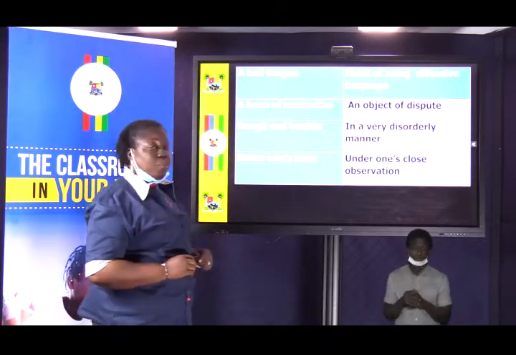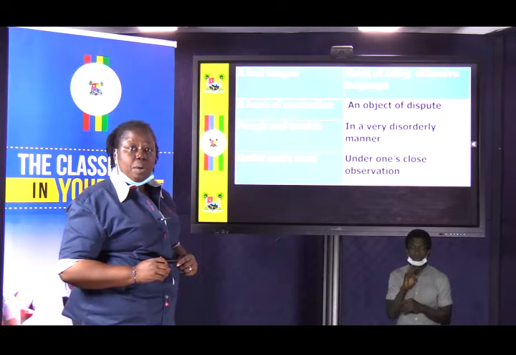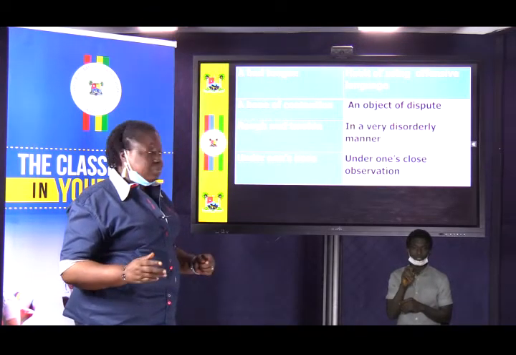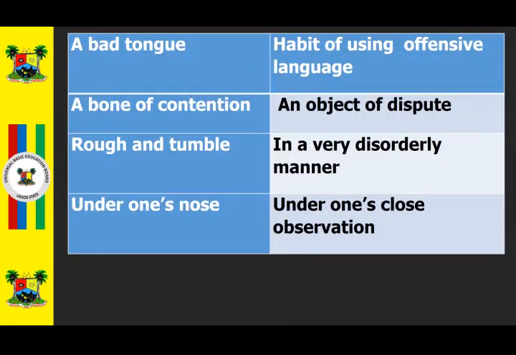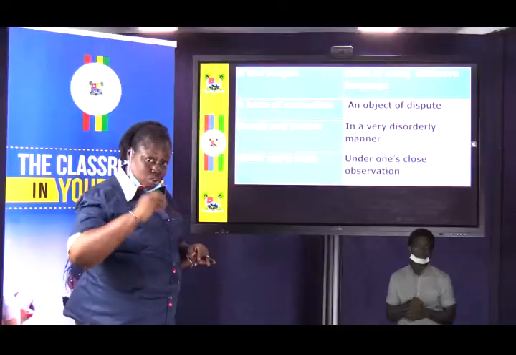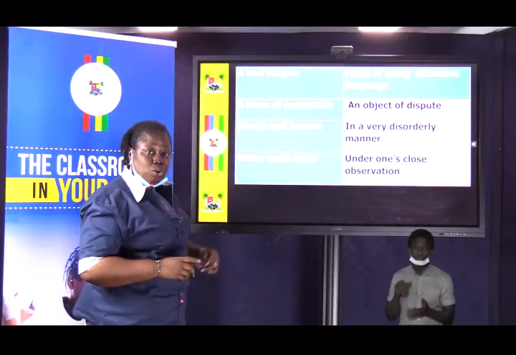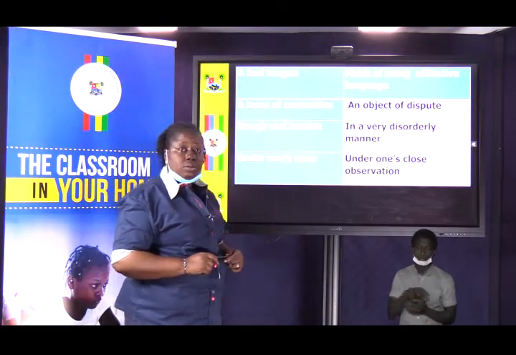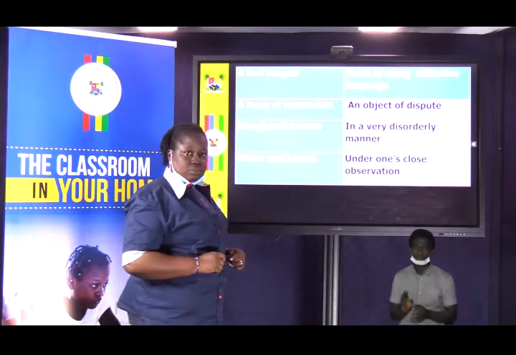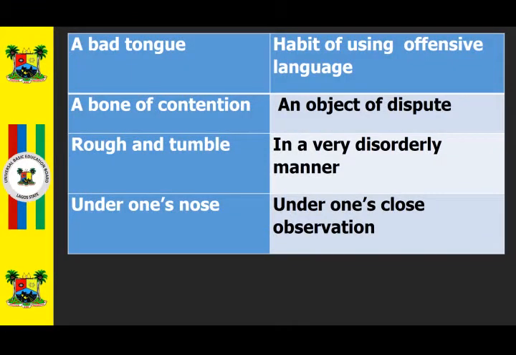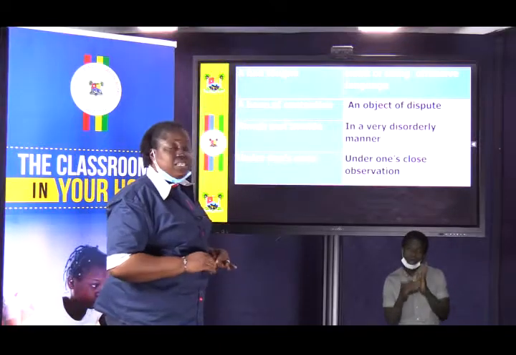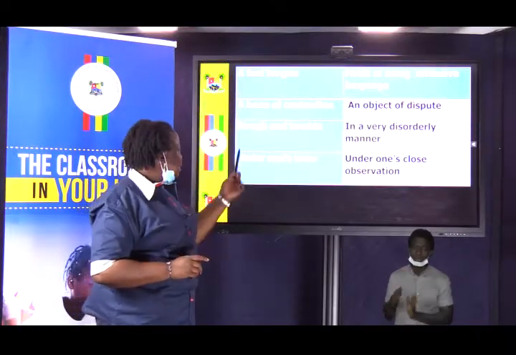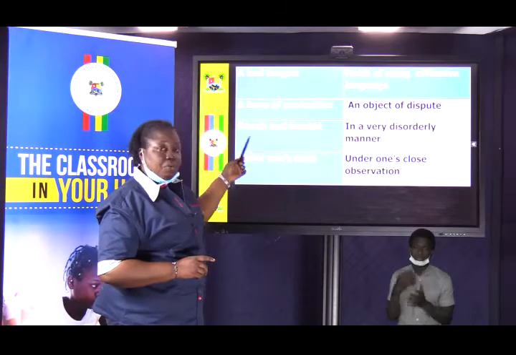Another expression is a bone of contention. That means the object of dispute or an object of discourse. The issue we're discussing, the issue we're hammering on, that is the bone of contention. Rough and tumble means in a very disorderly manner. That is the meaning of the expression rough and tumble.